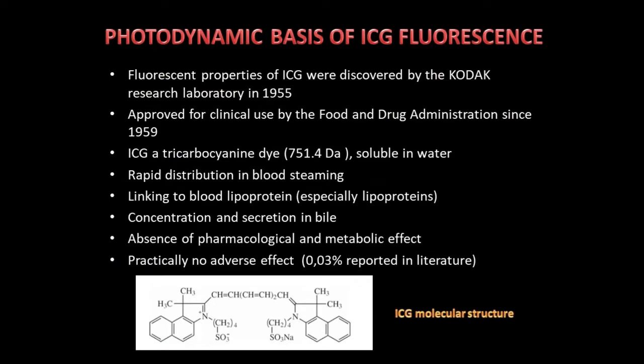The fluorescent properties of indocyanine green have been known since 1955, when the Kodak Research Laboratory studied its physical features for application in photography development. ICG was approved by the Food and Drug Administration for clinical use in 1956. Since then, this dye has been largely employed in many branches of medicine with different applications, like the measurement of cardiac output, study of retinal vessels anatomy, and evaluation of liver reserve in cirrhosis and in metabolic liver disease. Moreover, ICG is useful in many branches of surgery like cardiothoracic surgery, neurosurgery, digestive, plastic, and oncological surgery.